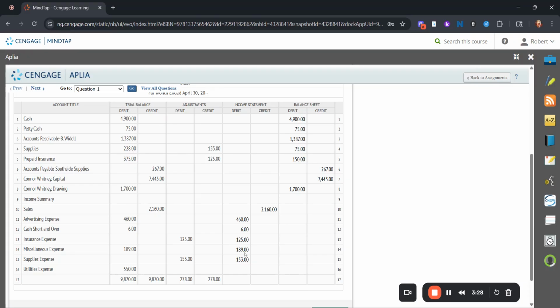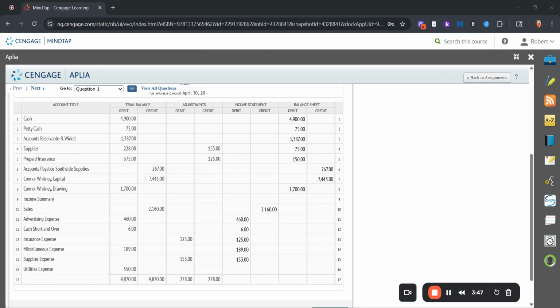Okay, so now all we need to do to finish off this step is to total up the columns. And this time around, they're not going to equal. They're not going to be balanced out. So don't let that throw you off, but we're going to take care of that in the next step.